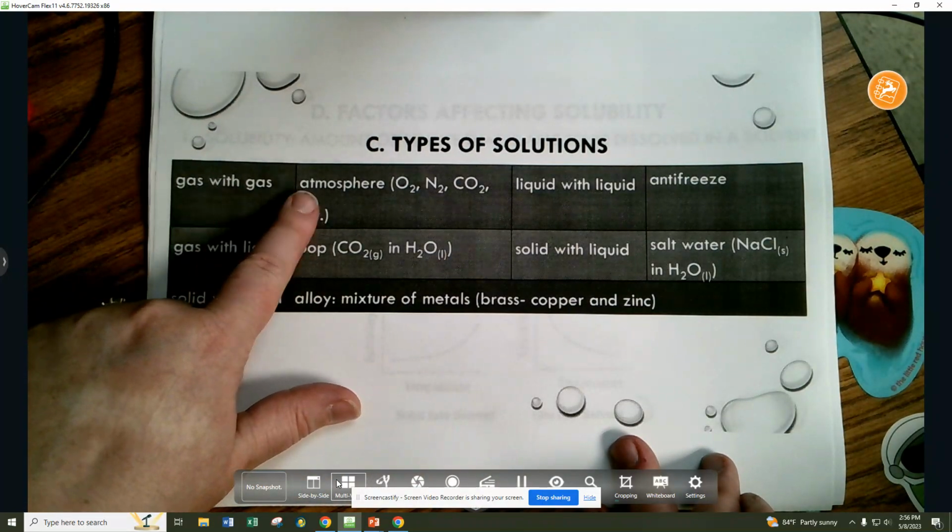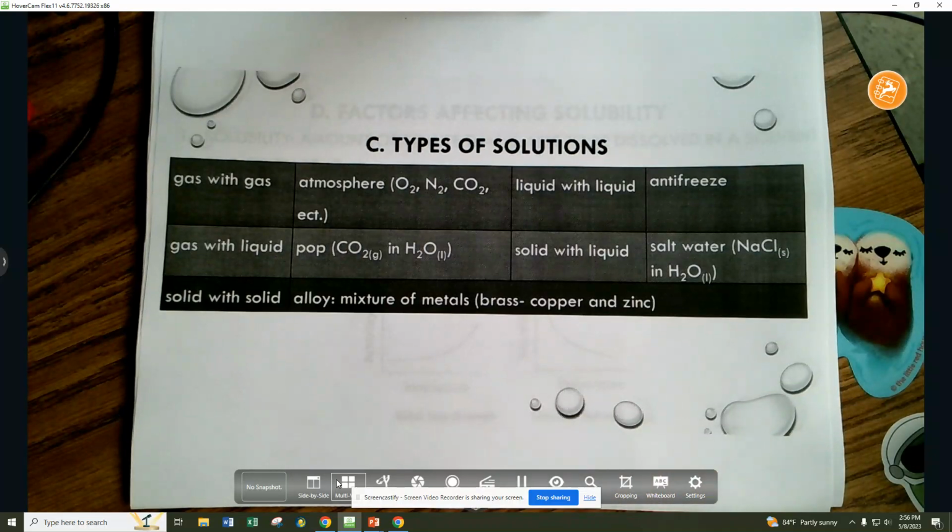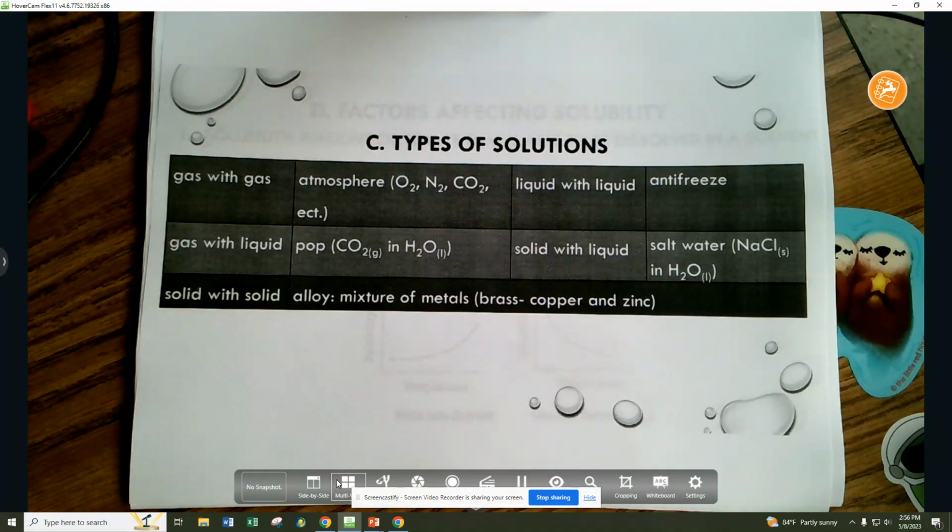Gases can dissolve within a gas. The atmosphere is a really great example there, where nitrogen is the primary component. That is the solvent. And all the other gases in it would be the solutes. That's what's being dissolved. Again, carbonation comes from carbon dioxide being dissolved into liquid water. Alloys are a solid dissolved into a solid. So brass, being an alloy mixture of copper and zinc, is another type of solution. And then a liquid within a liquid includes things like antifreeze.